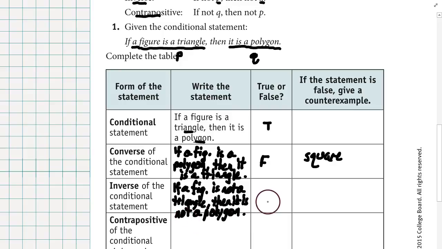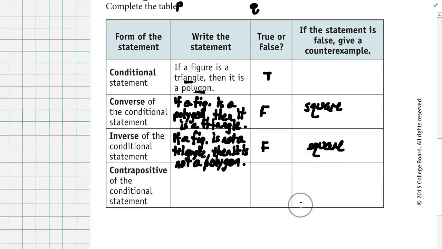If a figure is not a triangle, then it is not a polygon. This is false. For example, we might think of a square. A square is not a triangle, but you know what? A square is a polygon.